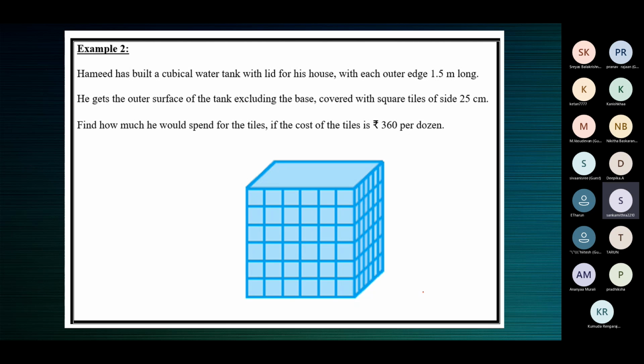We'll find the number of tiles. How? Area to be covered by area of one tile. Very good. The total area to be covered divided by the area of one tile will give us the number of tiles.